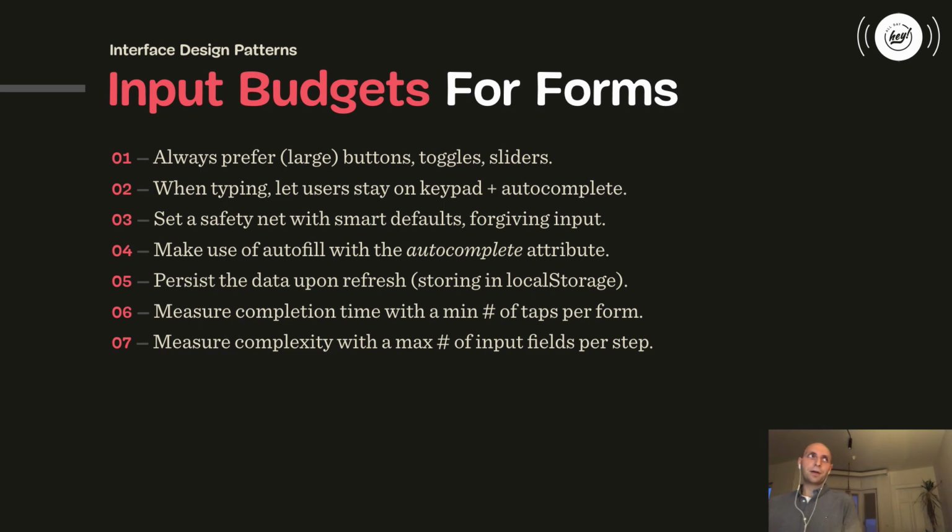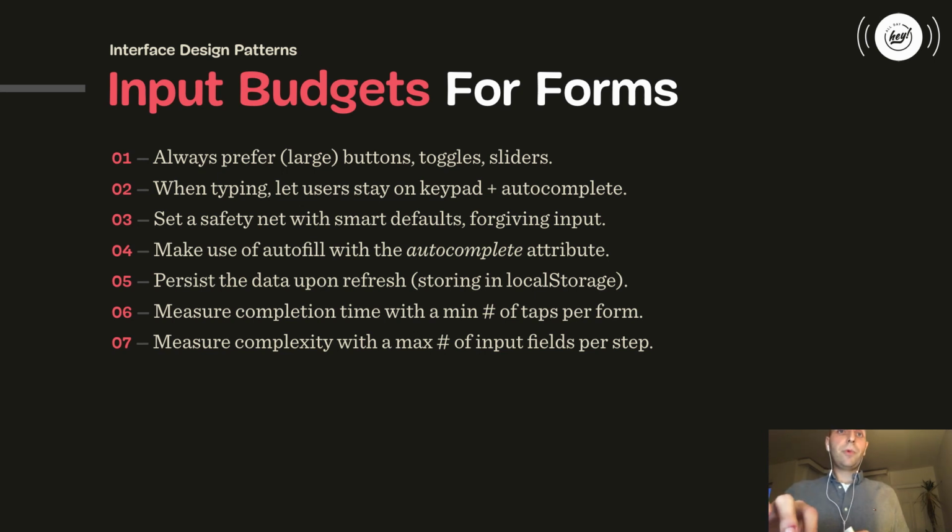But then we also have to figure out what is the time needed to complete a form. Often forgotten, right? Let's measure completion time with the minimum number of taps required for the entire form to be submitted, the minimum number of taps on mobile. At the same time, let's measure the complexity of a form with the maximum number of input fields per step, right? Usually we would say, maybe 7 on mobile, could be a little bit more on desktop. But once you have these measures in place, you can actually much more comfortably make decisions about how the form should look like, right?